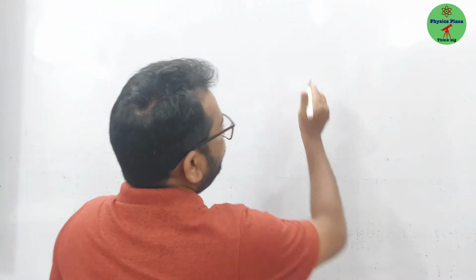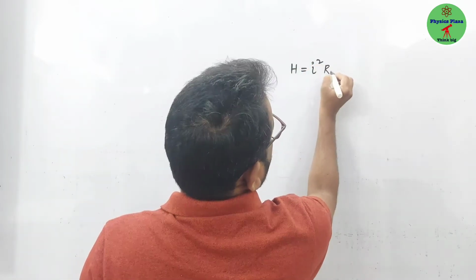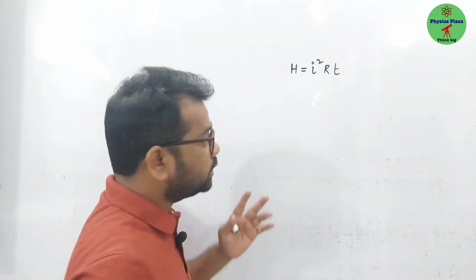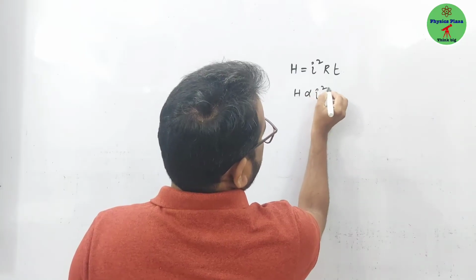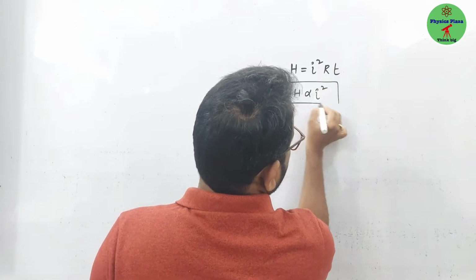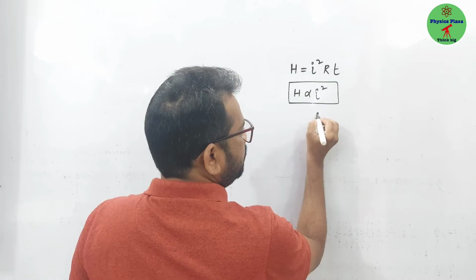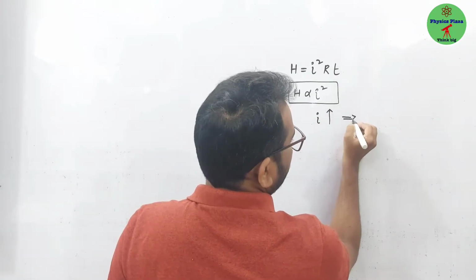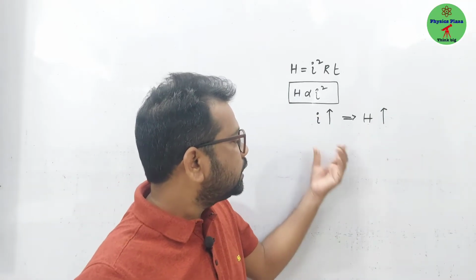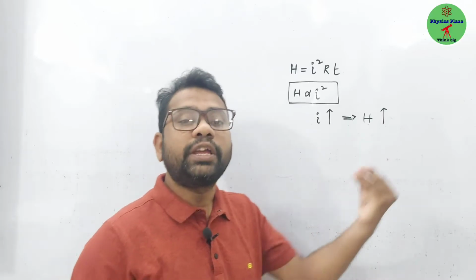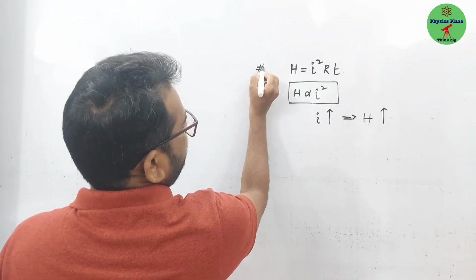Okay, fine. So we know that H is equal to I squared R t. Here one important point is very useful to us: H is proportional to I squared. Which means, children, for a given resistance and a given time, as the amount of current increases, obviously the amount of heat produced also increases. If current is high, heat produced is high. If current is low, heat produced is low. This is one important point.